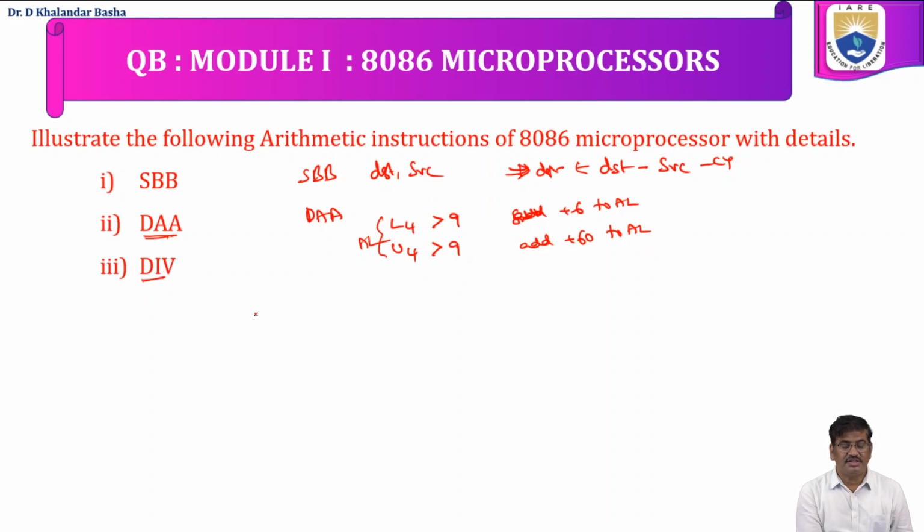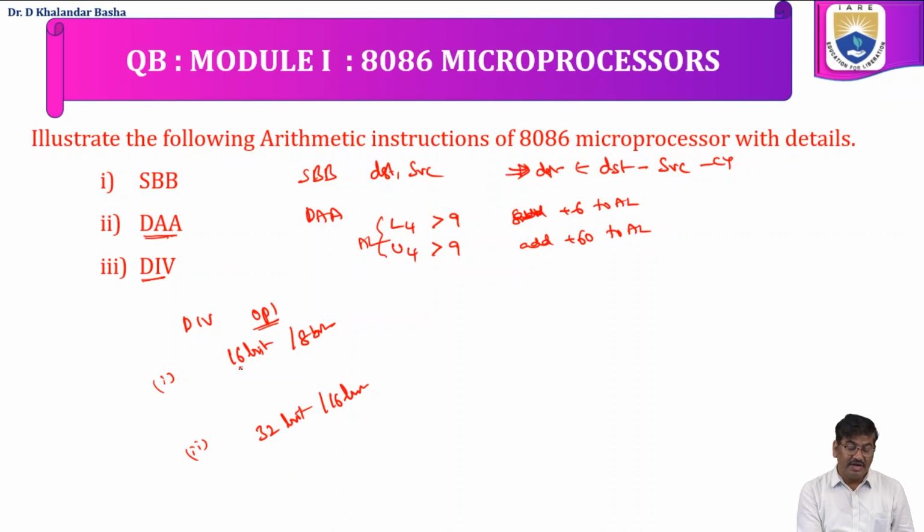The next instruction is DIV, which is an unsigned division operation. The syntax of the instruction is DIV operand 1. It is only a one operand instruction. The second operand is an implicit operand. So in the 8086 processor, there are two cases for division operation. The first one is that 16-bit data we can divide with 8-bit data. The second case is that 32-bit data we can divide with 16-bit data.